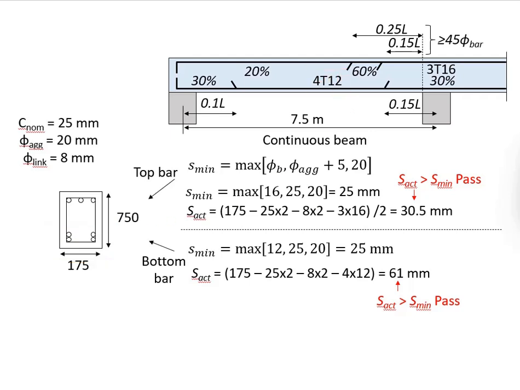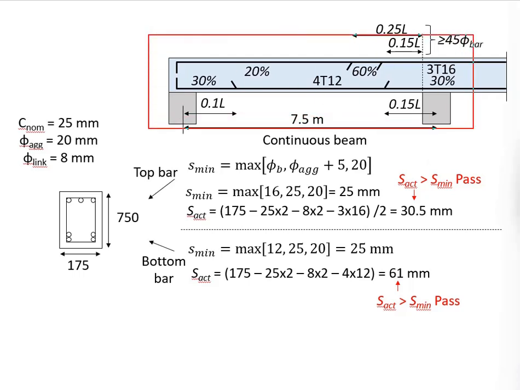With that, you will get the final layout of the bottom reinforcement bar for T12, something like this. And then the top reinforcement bar of 3T16, something like this. Having the minimum spacing pass, that means you have no issue with the compaction of the concrete, and you have no issue with the bonding with the concrete. Next, we will look into how we're going to do the curtailment.